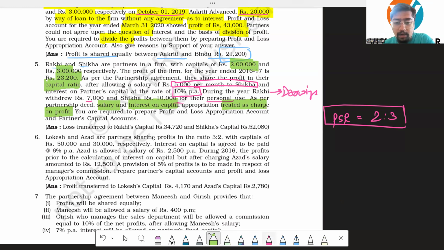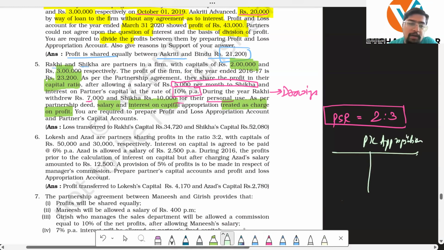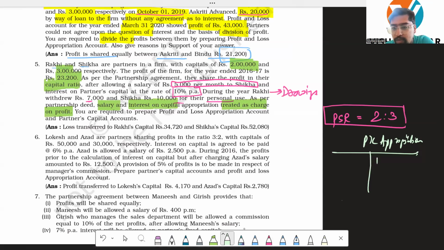In general, we understand that interest on capital is to be given only when there is profit. But when it is a charge against profit, then you will have to give it even if you don't have sufficient profits. So I start my P&L appropriation by saying the profit as of now, which is 23,200.